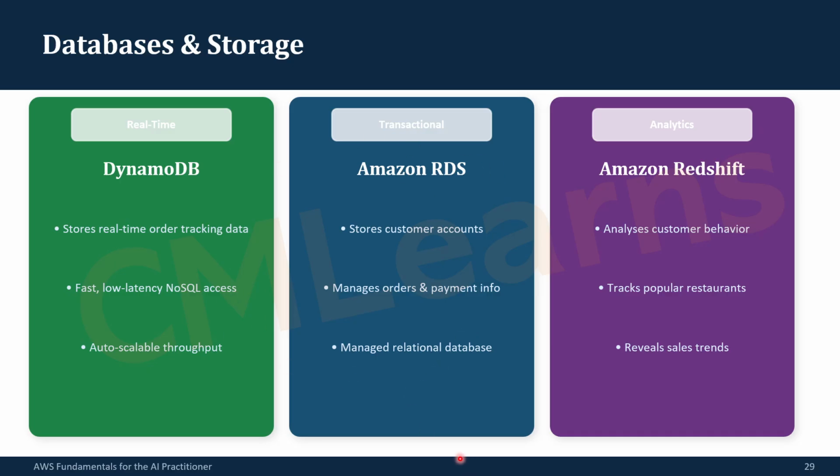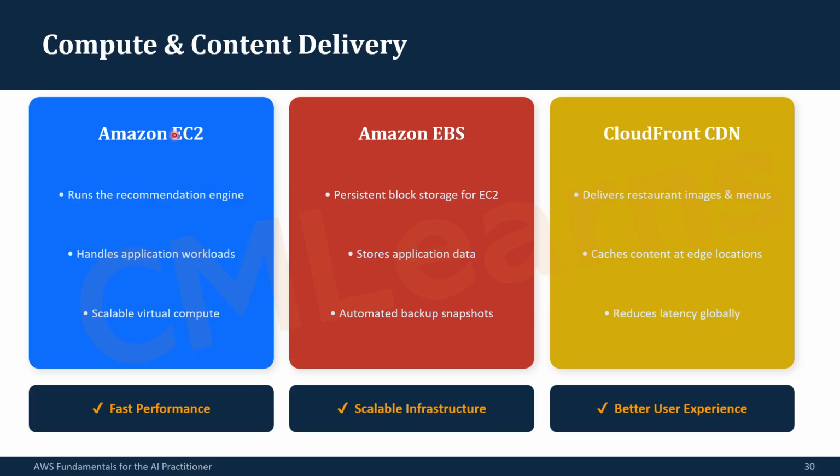That is RDS, Amazon Relational Database Service. So we will need Amazon RDS other than DynamoDB, where DynamoDB is useful for real-time storing. Amazon RDS focuses on transactional things that need relational databases. And for analytics, Amazon Redshift analyzes customer behavior, tracks popular restaurants, and reveals sales trends. That is very important if you're planning to make any app, even for delivery or anything. So next is compute and content delivery. For compute, we all know what service we need.